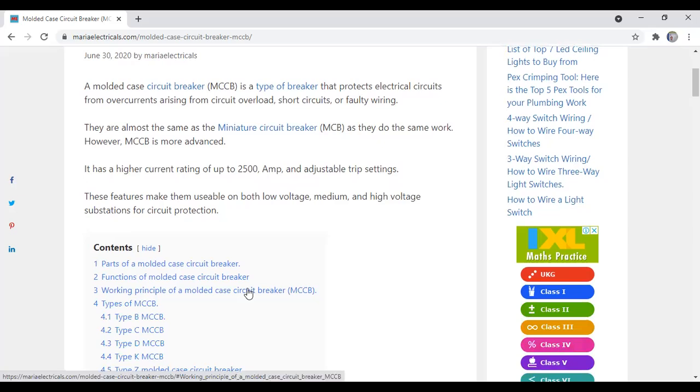Yesterday we already discussed type B, type C, type D MCB. Similarly, there are type B MCCB, type C, and type D MCCB, with the same characteristics.